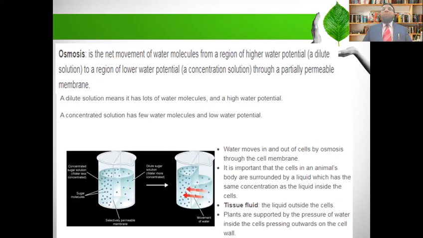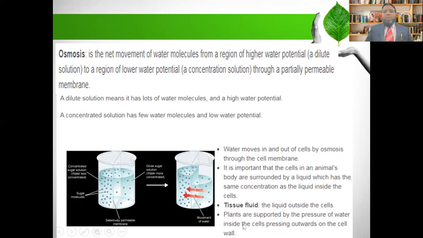But the similarity is that in both, the molecules move from high concentration to lower concentration, because both are types of passive transport. Passive transport is the type of transport in which molecules move from high concentration to lower concentration without using energy, meaning energy is not required here. As you can see in the diagram, the molecules of water are moving from high concentration to lower concentration. And the same thing takes place in the tissue fluid.